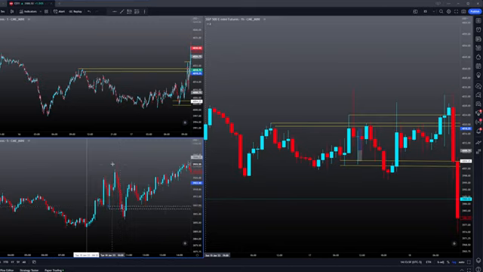Alright, that's a pretty large wick. That's a pretty large wick as well. So we'll go ahead and draw out that one. Obviously you would do this as the trading day is going on.